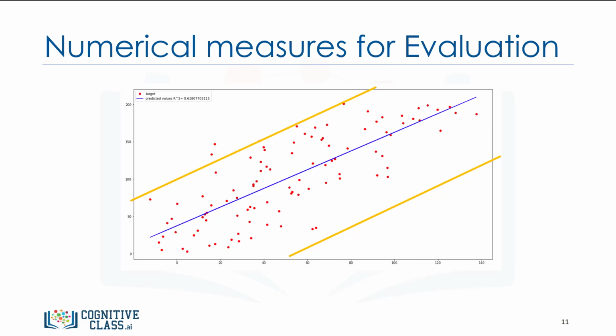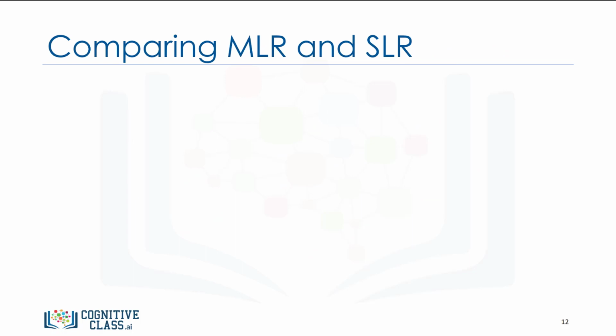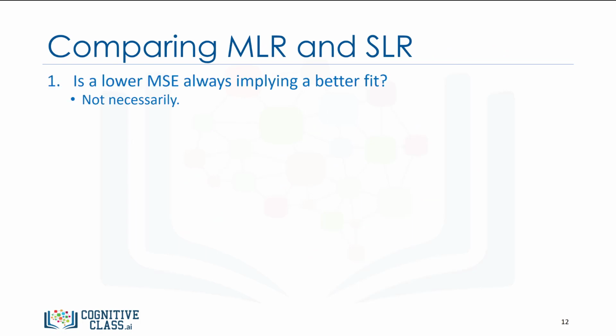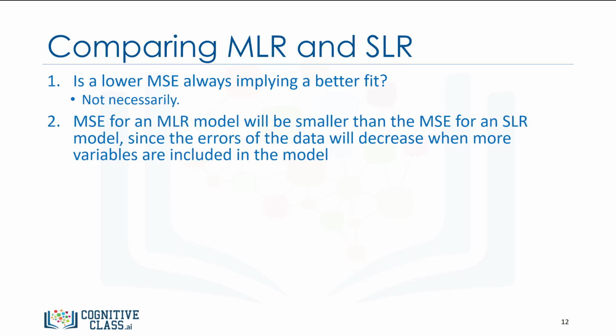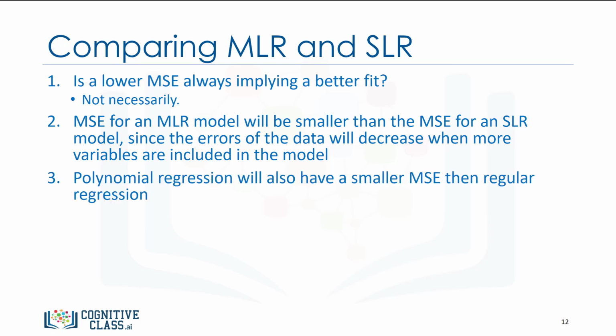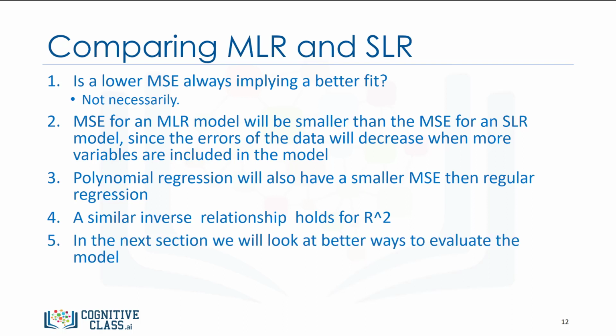An acceptable value for R-squared depends on what field you're studying. Some authors suggest a value should be equal to or greater than 0.10. Comparing MLR and SLR, does a lower MSE always imply a better fit? Not necessarily. The MSE for an MLR model will be smaller than the MSE for an SLR model, since the errors of the data will decrease when more variables are included in the model. Polynomial regression will also have a smaller MSE than regular regression. A similar inverse relationship holds for R-squared. In the next section, we'll look at better ways to evaluate the model.